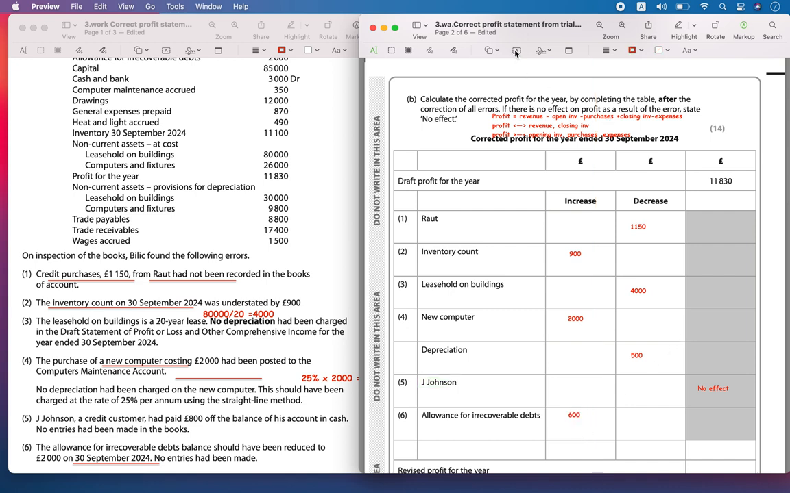Now let's add up all of this. 1150, and then this one is 900, then this one is a negative, it's going to decrease the profit.